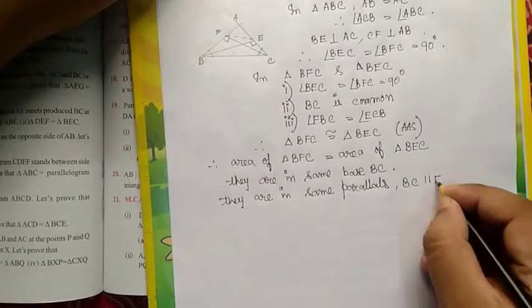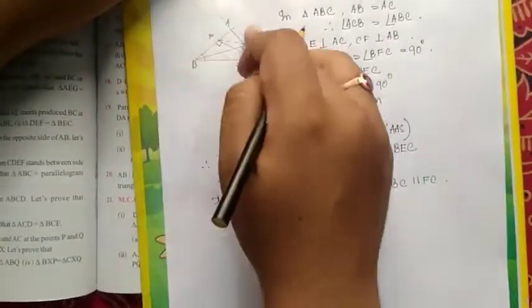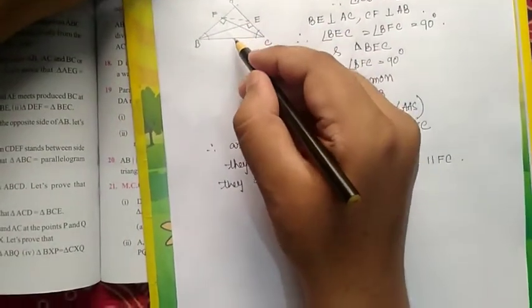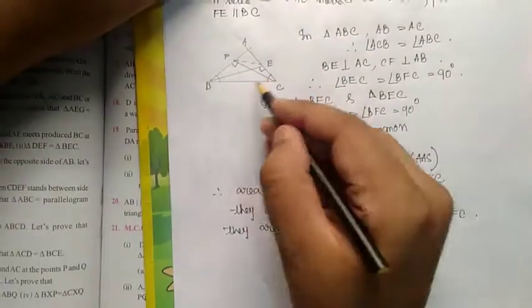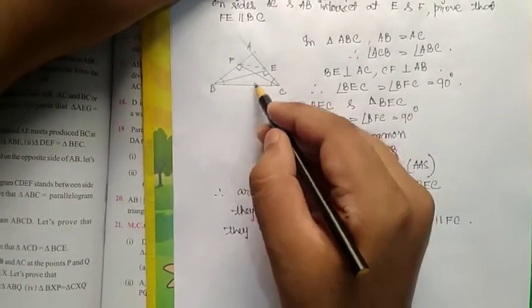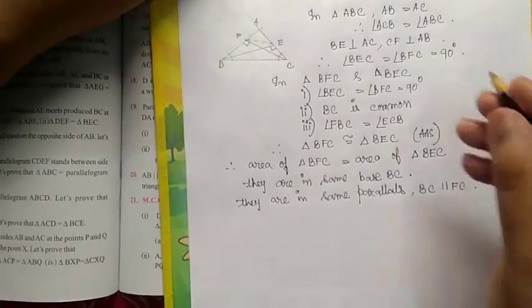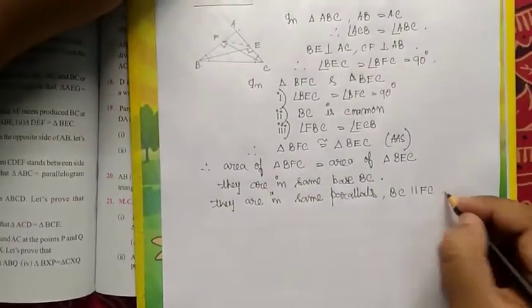So this is proved. These two triangles are on the same base and equal in area, so therefore they are in the same parallels. So FE parallel to BC, this is proved.